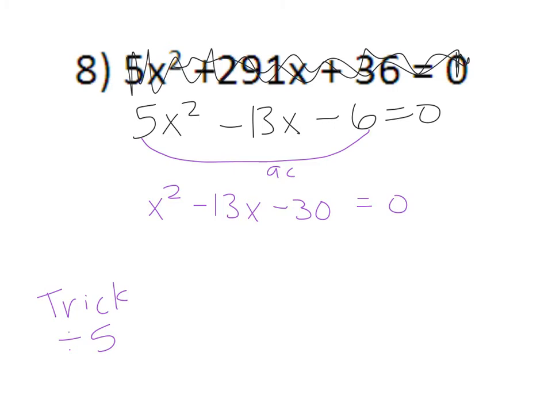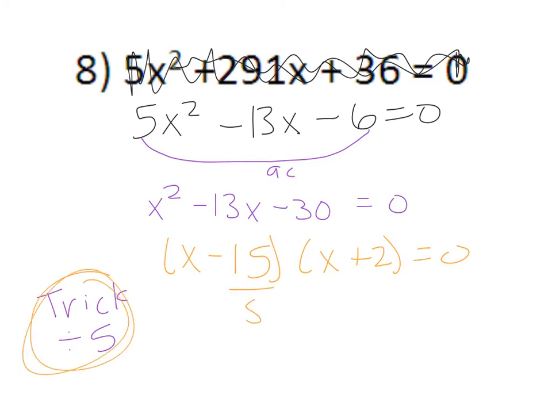So two numbers that multiply to get negative 30, but add together to get negative 13 would be x minus 15 and x plus 2. Because negative 15 times 2 would give me negative 30, and when I add those together, I would get negative 13. Now I have to remember my trick. I have to divide by 5 now. So this would simplify to be x minus 3, and this would simplify to be 5x plus 2 equals 0.